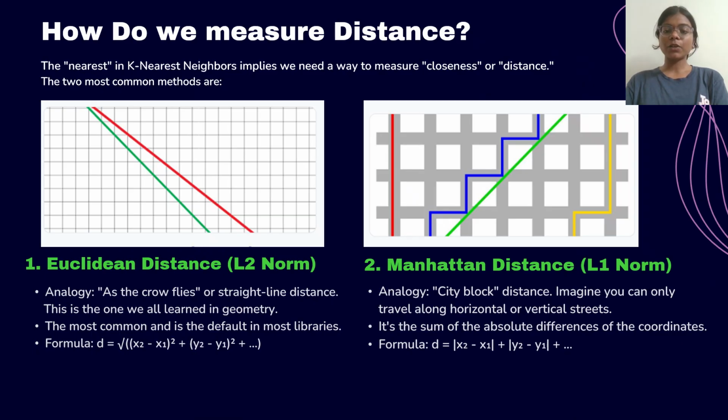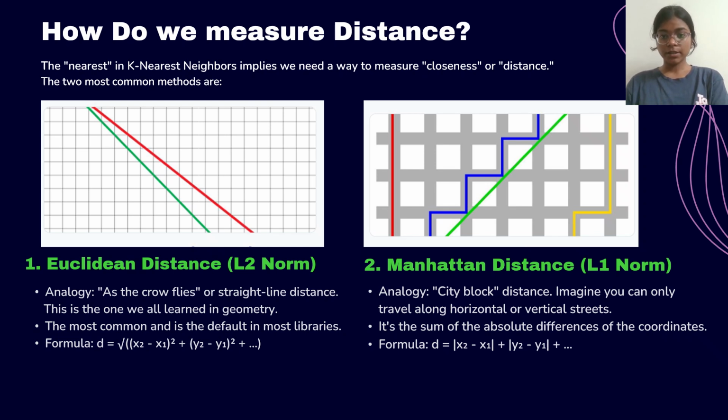Earlier I said the algorithm calculates the distance, but how exactly does it do that? The nearest in k nearest neighbors can be measured in a few ways. The most common is Euclidean distance, or L2 norm. This is the one we all learned in geometry. It's the straight line, as the crow flies, distance between 2 points. This is the default in most libraries.